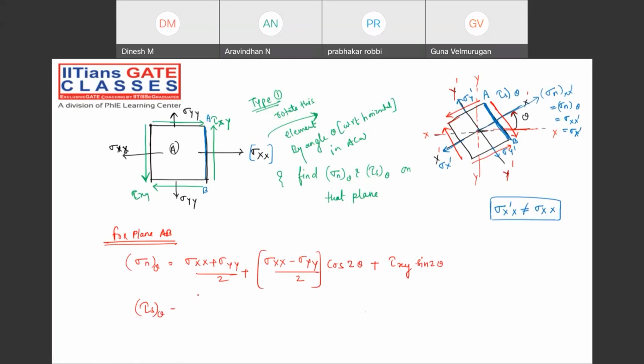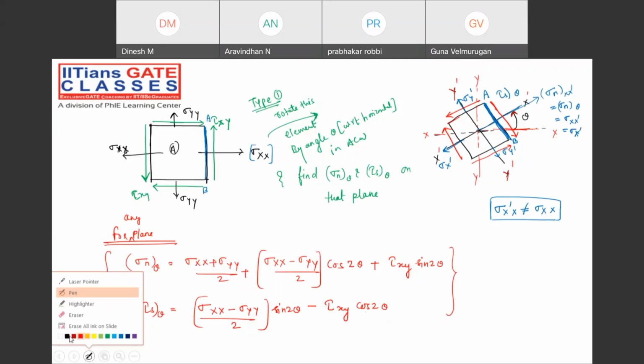Tau s theta will be (sigma xx minus sigma yy) by 2 sine 2 theta, minus tau xy cos 2 theta. Note down, guys. Very, very important. In fact, not only for the plane AB, you can use this formula for any plane. If you want to find the normal stress and the shear stress on a plane inclined by the angle theta, you can determine them with the help of this formula.